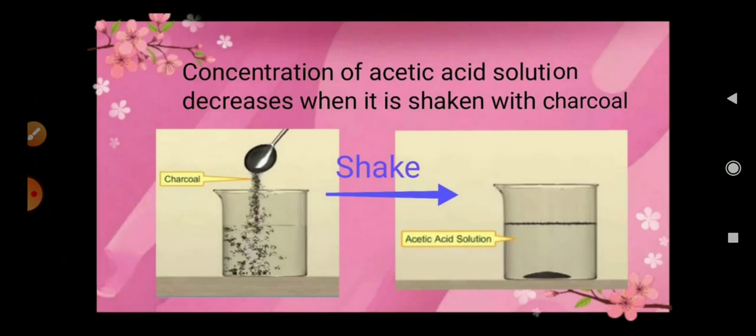Let us take the second example. When acetic acid solution is stirred with charcoal, it is observed that the concentration of acetic acid decreases. That means some of the acetic acid gets adsorbed on the surface of charcoal. Therefore, the solution which we get has a low concentration of acetic acid.